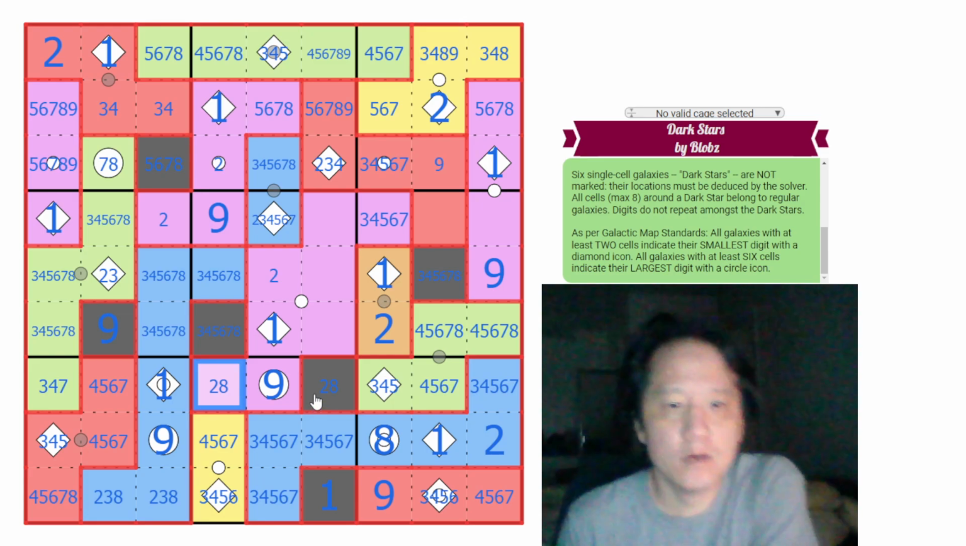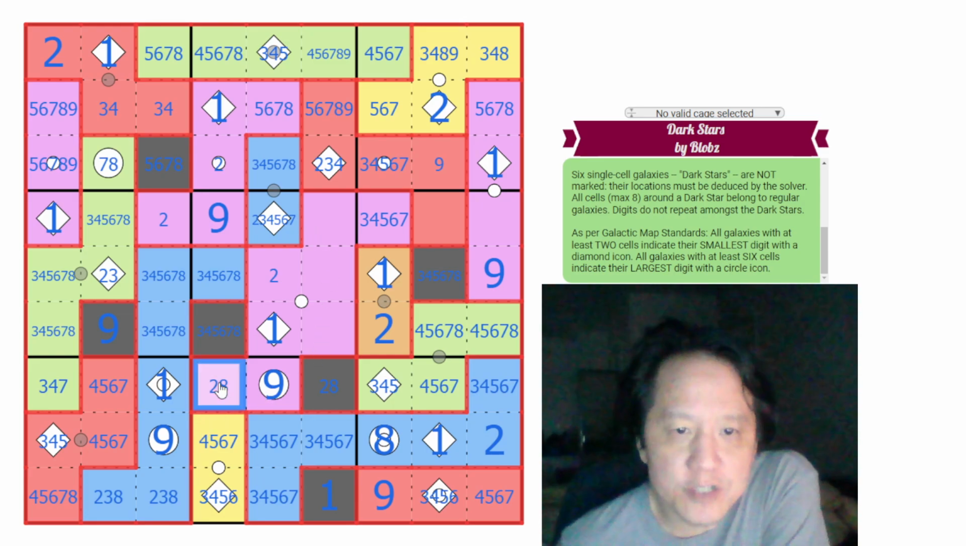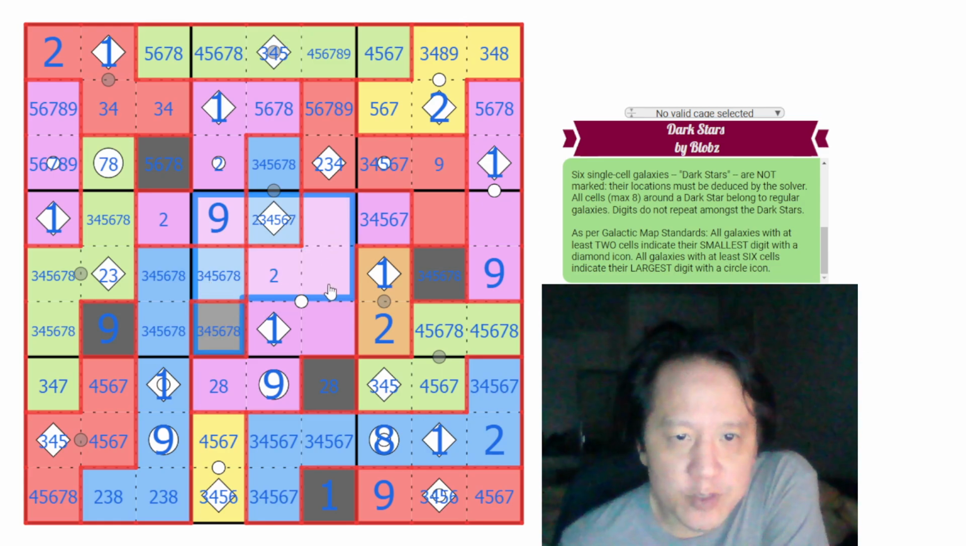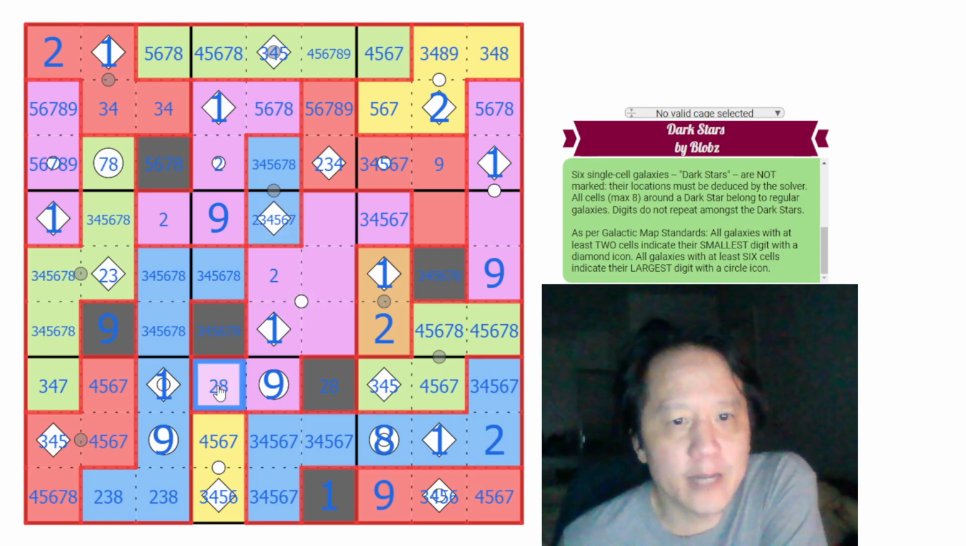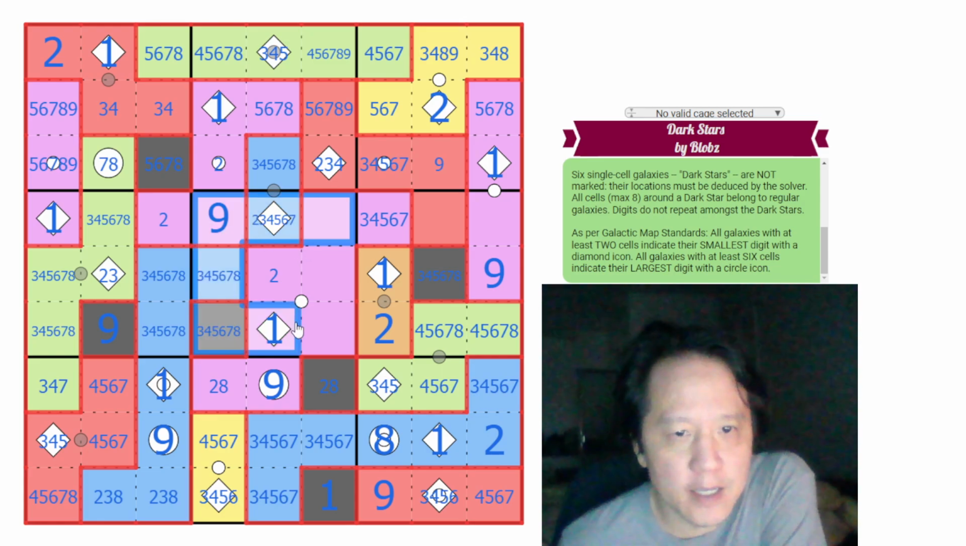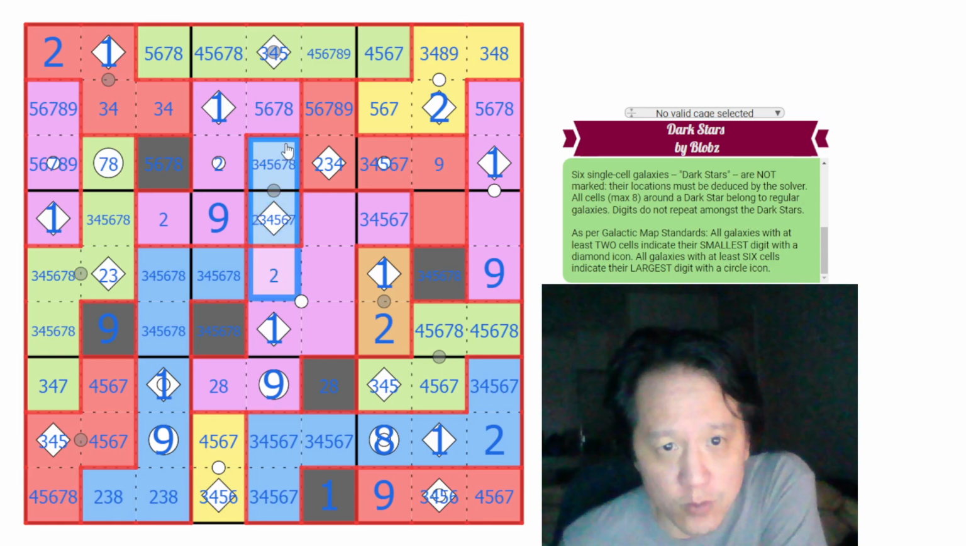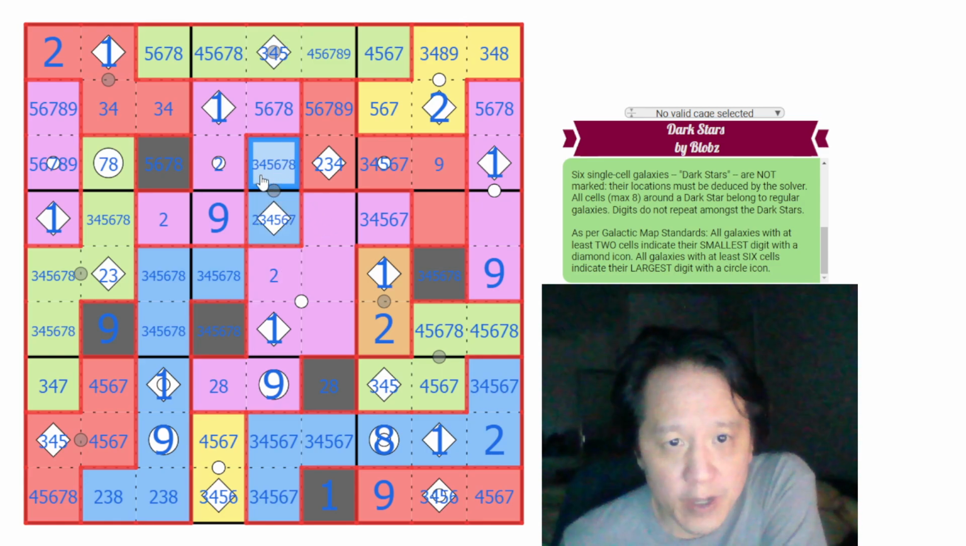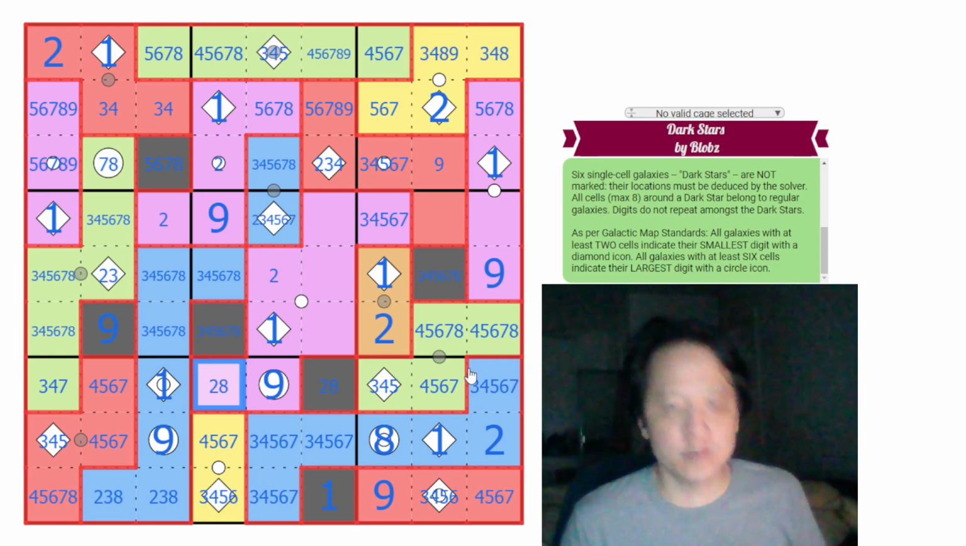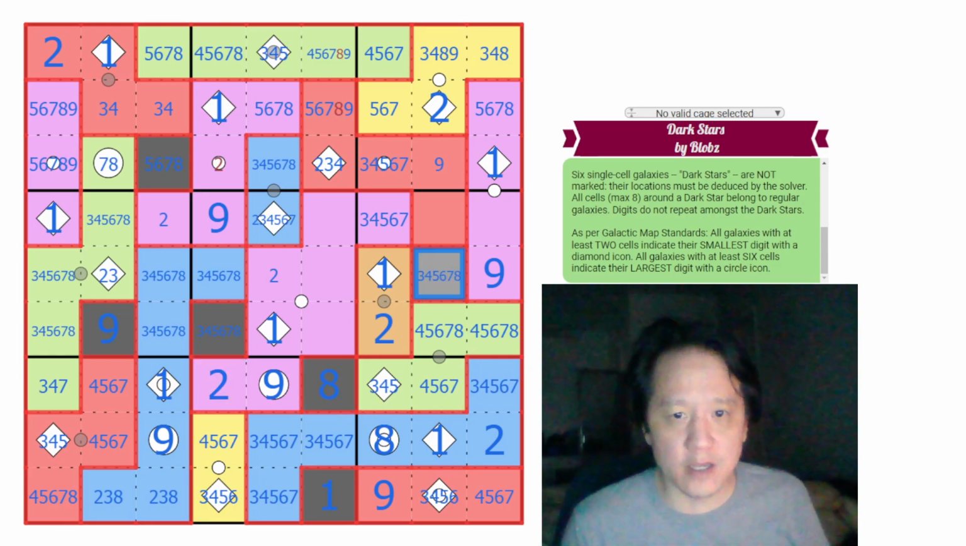Oh. If this was 8, where can the 8 be in this middle box? It can't be anywhere. If this was 8, that eliminates 8 from here. This can't be 8 because it's the smaller one of a Renban, and that can't be 9. Can't be here because of the galaxy. So this can never be 8. So this has to be 2. This has to be 8, which eliminates 8 from the dark stars.